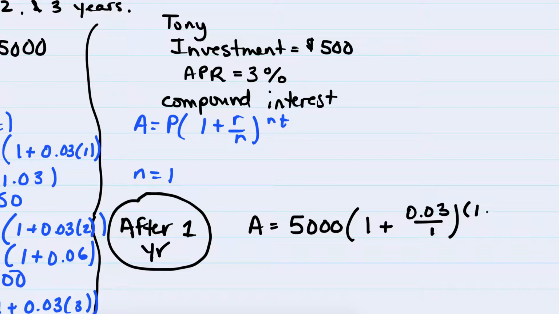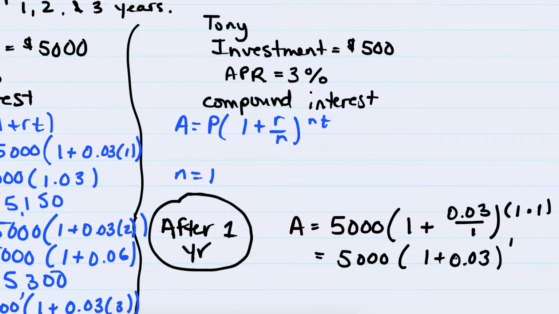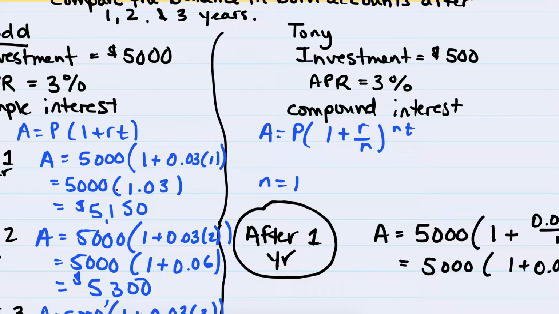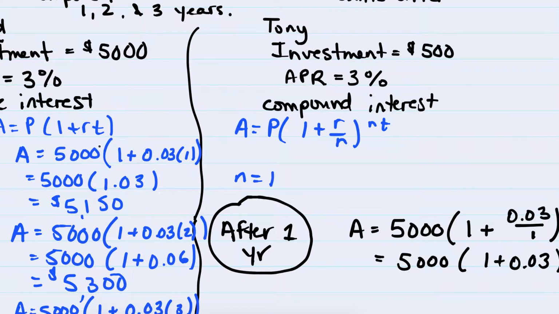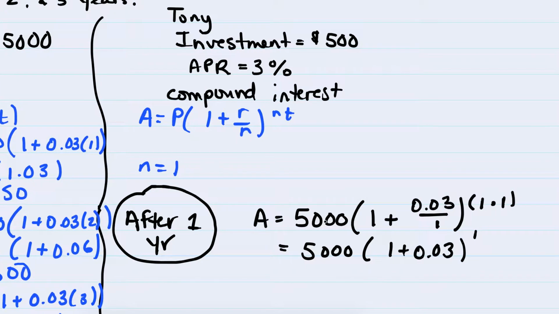So N is 1, and T is 1 for 1 year. We can simplify this. This is 5,000 times 1 plus 0.03, because it's just divided by 1, raised to the 1. Notice that this formula right here is the same as this one. You see?